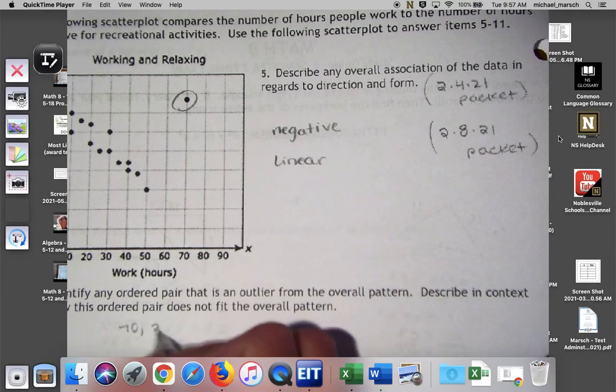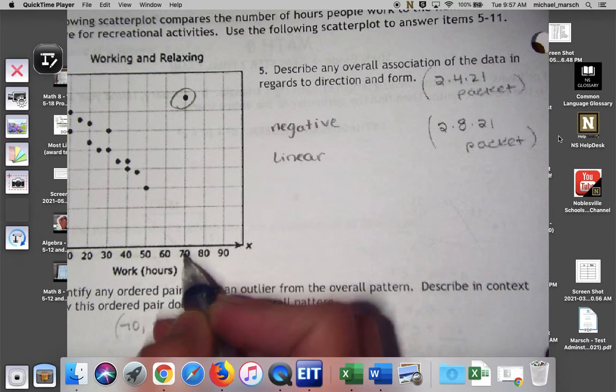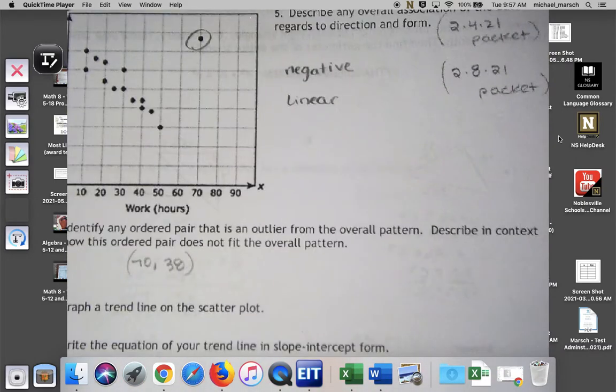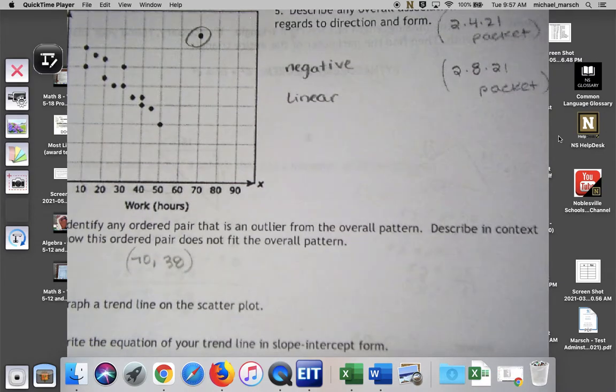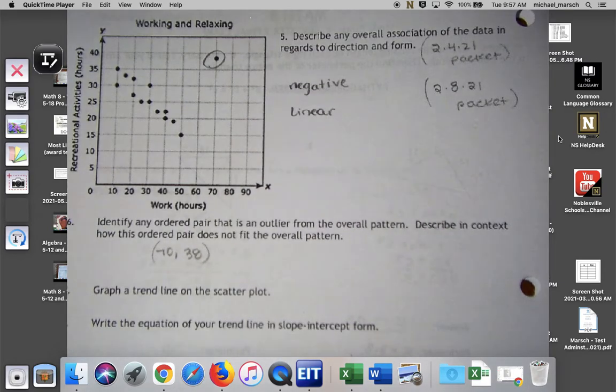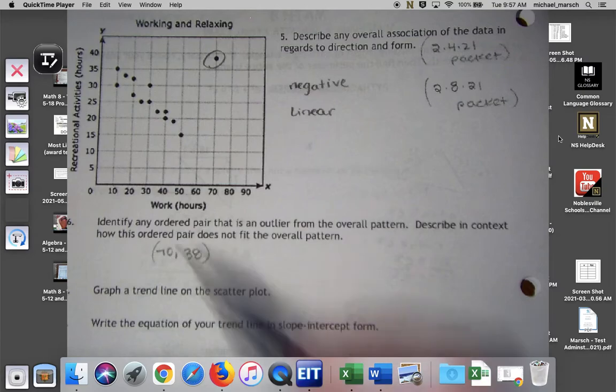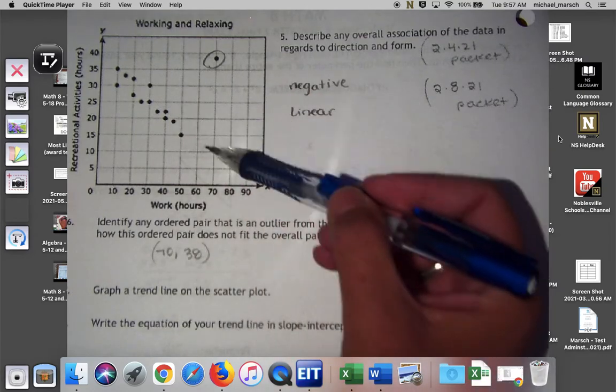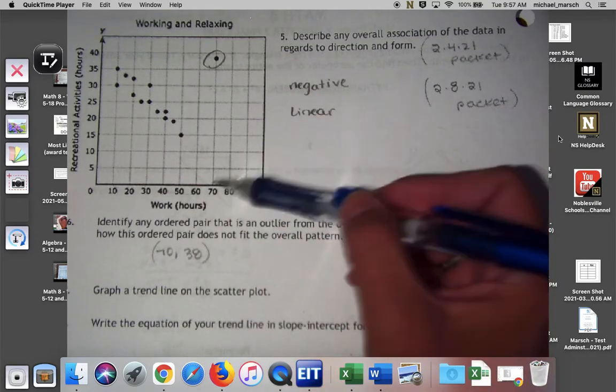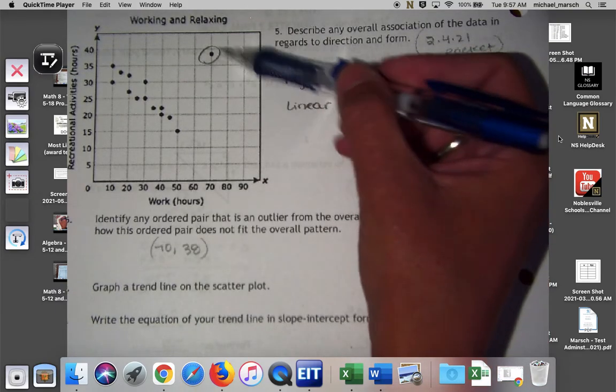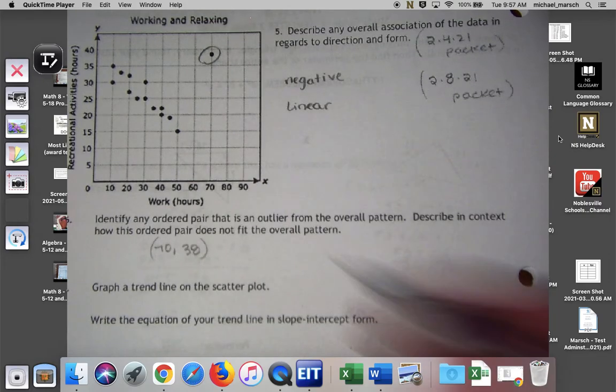We'll say about 38 because we go over 70 up to 38. Describe in context how this ordered pair does not fit the overall pattern. Well, obviously, we can see how the more people are working, the less recreation time they have. So it's kind of confusing and a little suspicious if this person's working 70 hours. How do they have all this recreation time, right?